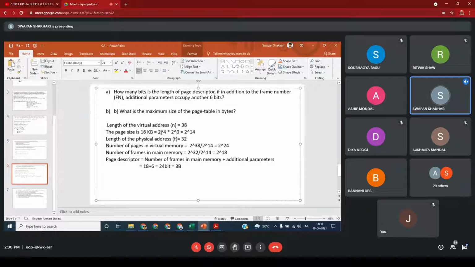KB. So 2 to the power 4 is 16 KB. So it is B. 8. This one?